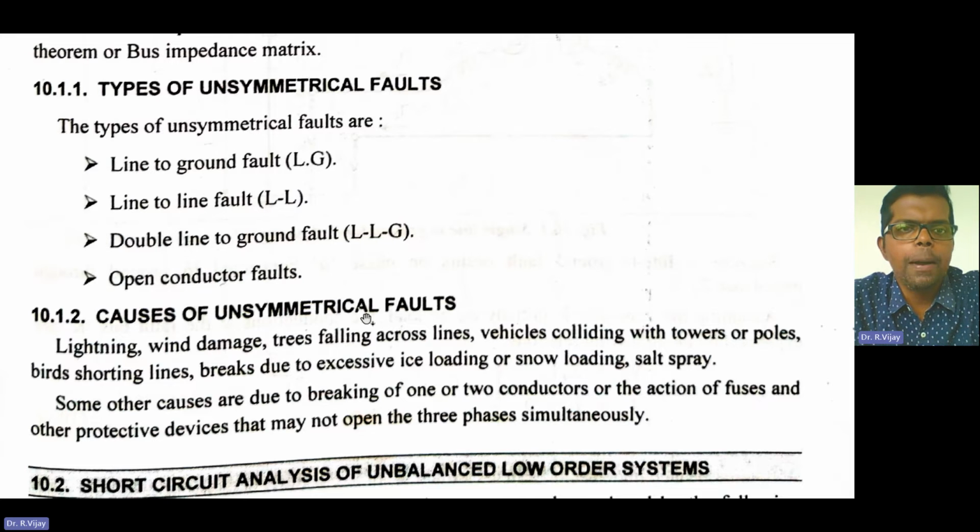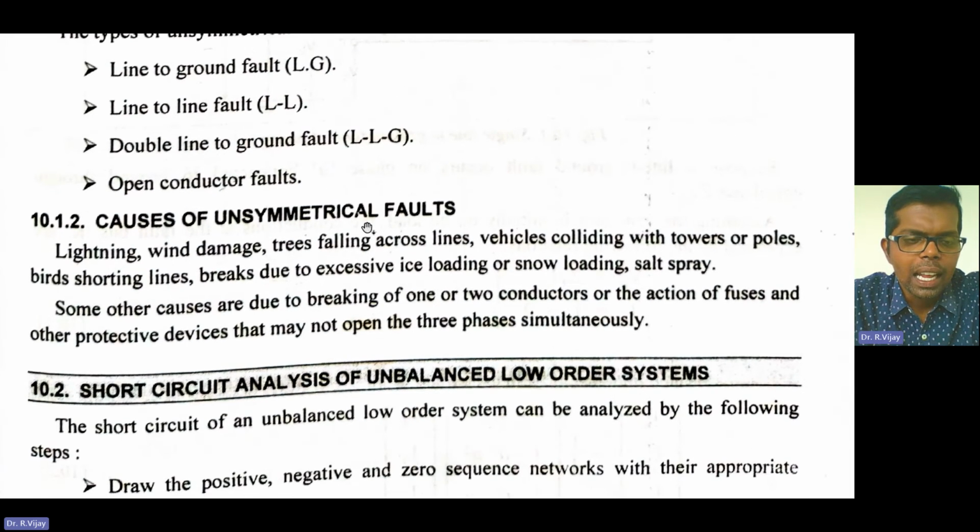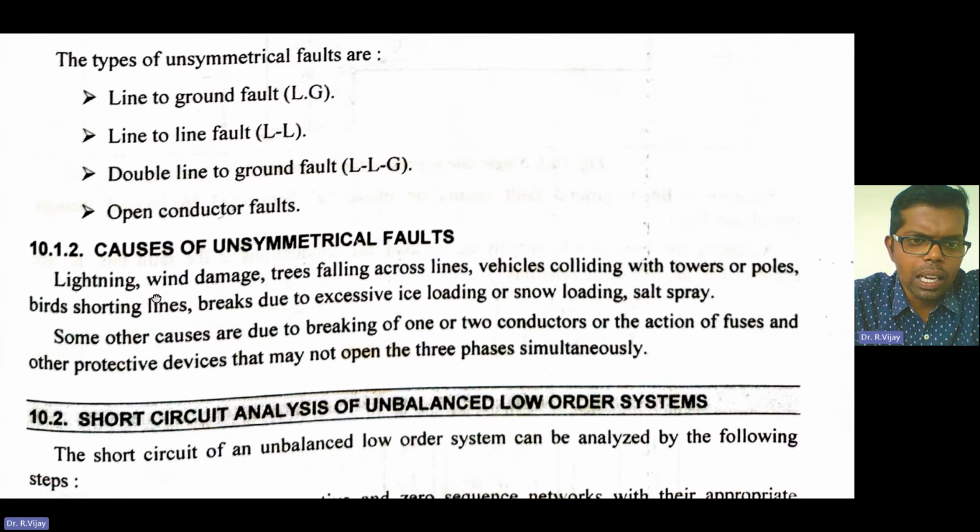Causes of this unsymmetrical fault, as I said: lightning, in the particular line. Next, wind damage, as I said, like a tree falling across the line. Vehicles colliding with the towers or poles. Sometimes you see some tankers or some lorries coming in your streets.